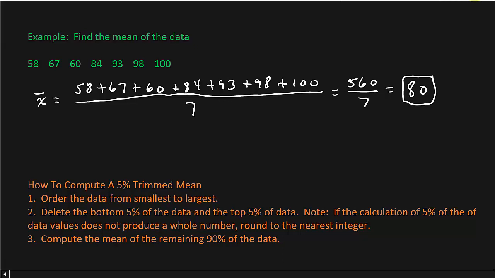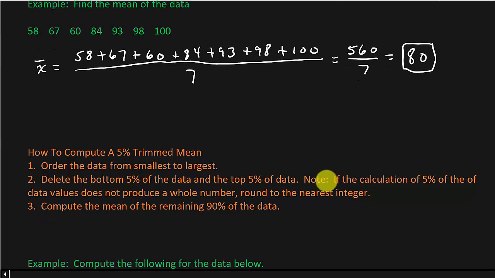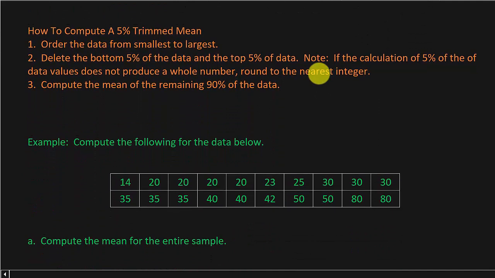All right, so there it is. That's mean, median, and mode. Now let's get down to some extra stuff. This is going to be a short video because there's not a lot to it, but let's get down to the other stuff: how to compute a 5% trimmed mean.